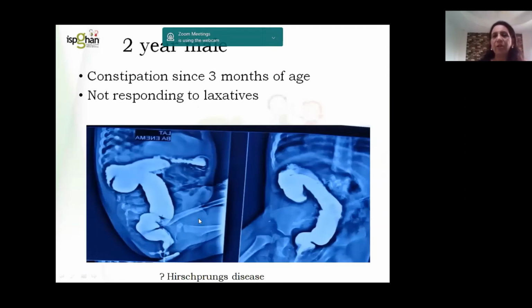Now this child, a 2-year-old male, again came with constipation since 3 months of age, which was not responding to laxatives. Now we can see that a barium enema was done on this child, and we can see a transitional zone. So looking at this barium, a possibility of Hirschsprung disease was kept.